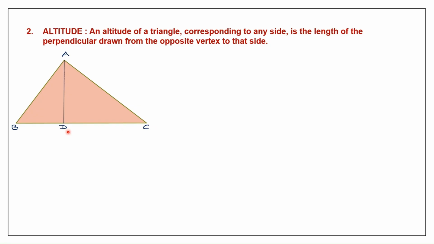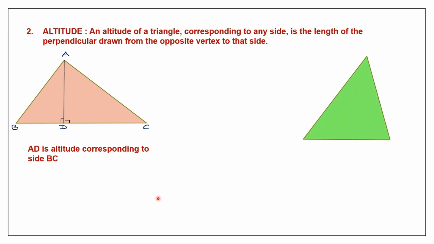Remember, it touches the line at 90 degrees. So let's draw that. So we have 90 degrees on both sides. So here you have 90 degrees. Here also at 90 degrees. Only then you know that this is the perpendicular. So AD is the altitude corresponding to side BC.